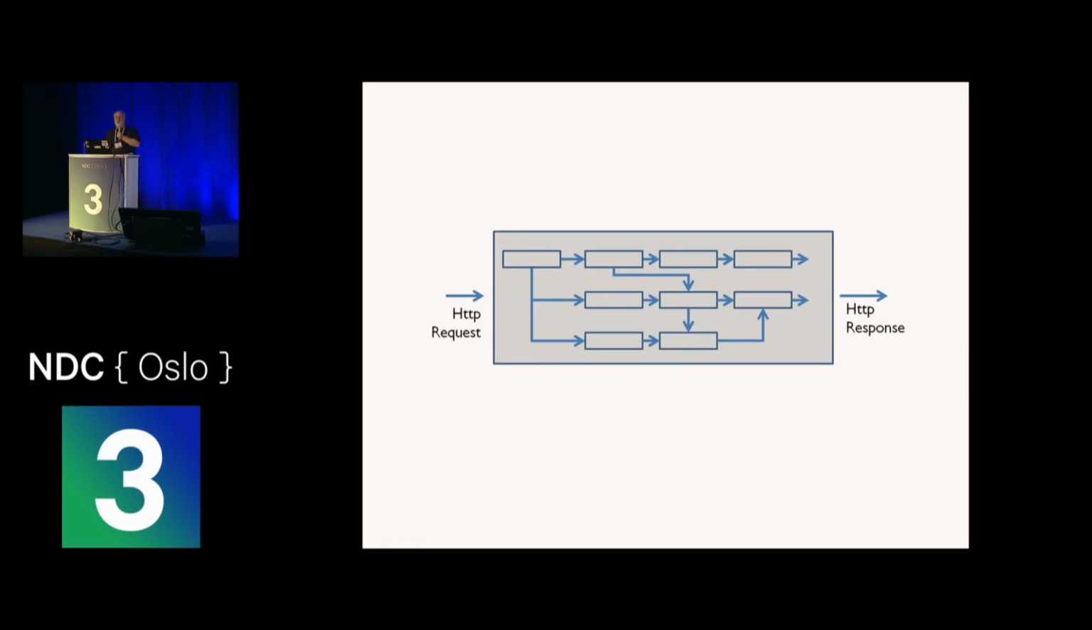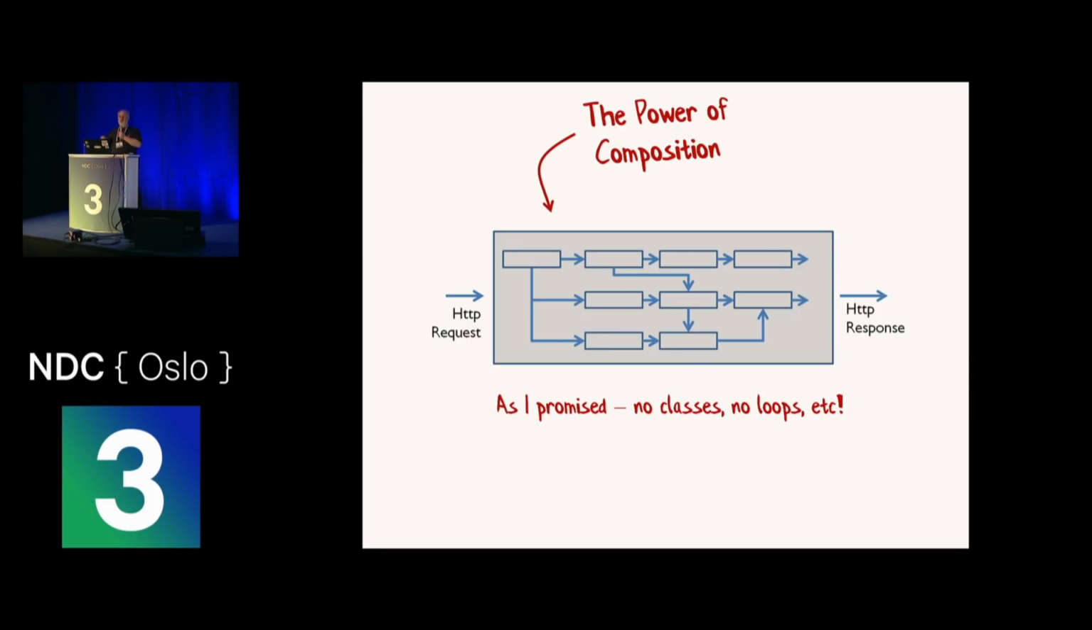So this is what a web app looks like. Again, you have your request coming in, you have all these little functions, you choose between which one based on, you don't really have a route or a dispatch, you just have these choose web parts. Okay? No classes, no loops, just pure functions, just composition, just input and output. The power of composition.